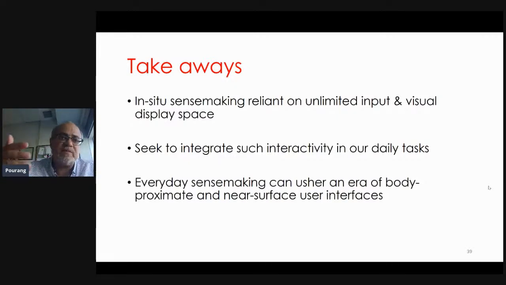So for instance, maybe you're landscaping, you may want to look at certain plants, or when you're cooking, or maybe you're installing some equipment or furniture or whatever it may be, how could such tools and such interfaces work in our immediate environment, and how can we facilitate such interaction? And we believe that perhaps everyday sense making can actually lead to an era of body proximate and near surface user interfaces. So it's possible that such types of interfaces may be something that will be coming up in the next decade or less.